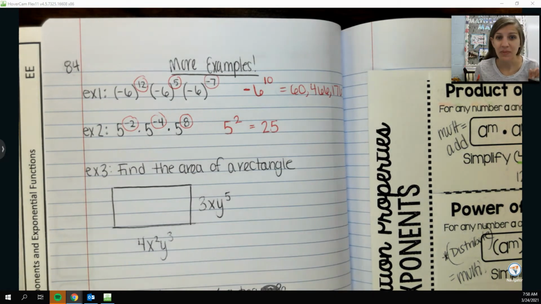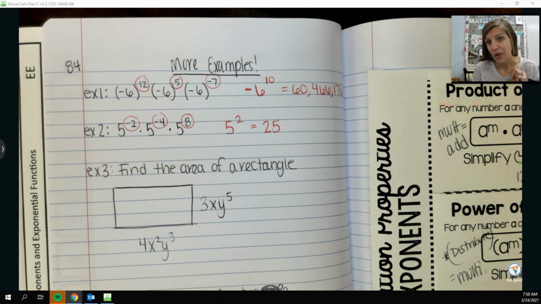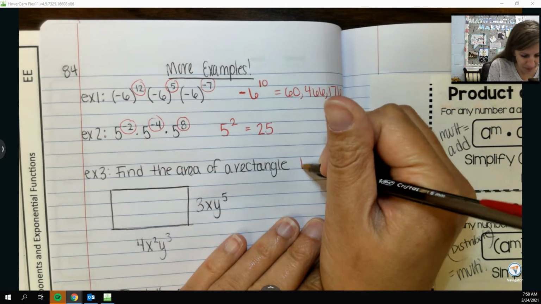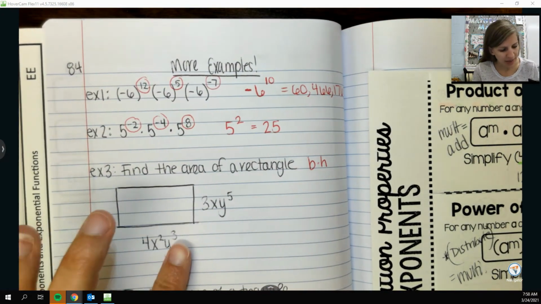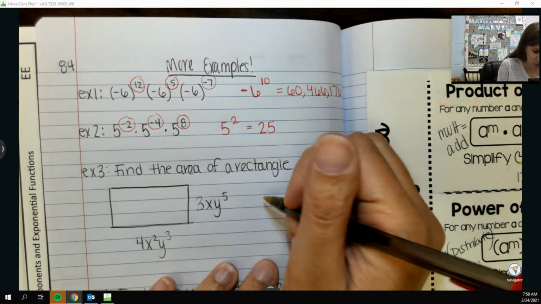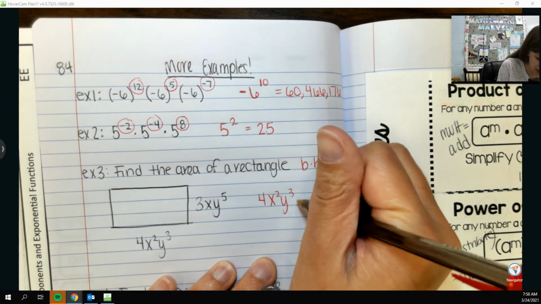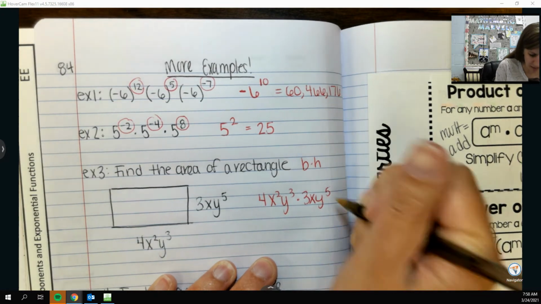Okay, trying some slightly different types of problems that are having you do the same skill. Find the area of a rectangle. Well, hopefully we remember that the area of a rectangle is base times height. So here I have my base and my height, and we're just going to multiply them up. So we have 4x squared y to the 3rd times 3x y to the 5th.